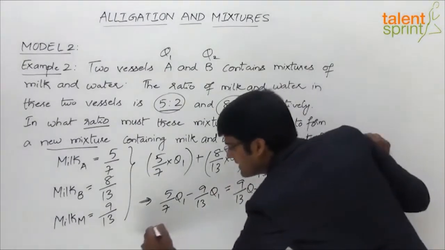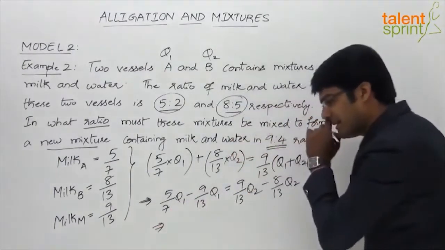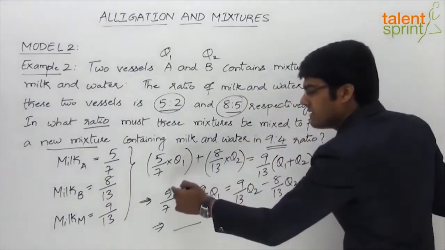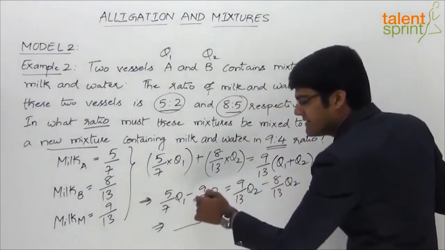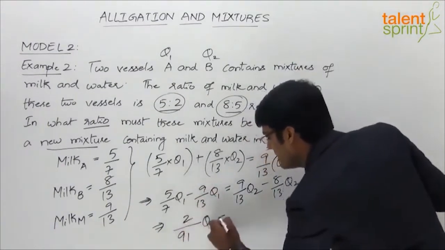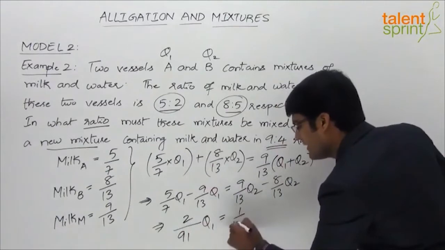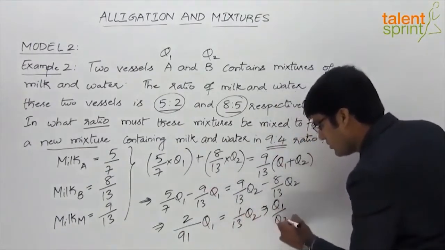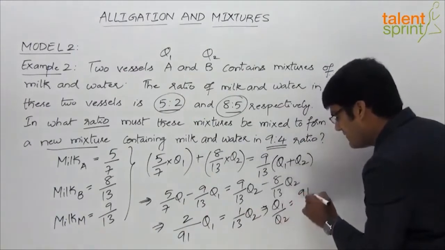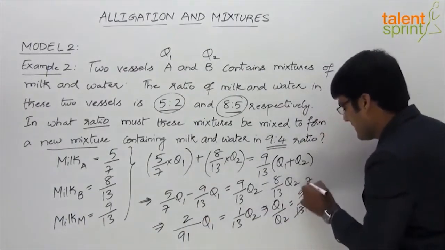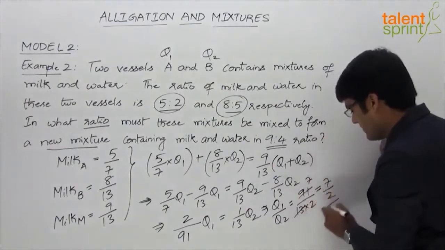Now by simplifying this, 5/7 minus 9/13, again the same simplification. 91 is LCM, so this goes 13 times. 65 minus 7 times is 63. We get 2/91 into Q1 equals, here we get 1/13 into Q2. So finally Q1/Q2 can be taken as 91/13 into 2. So 13 goes 7 times. So here the ratio is 7/2.